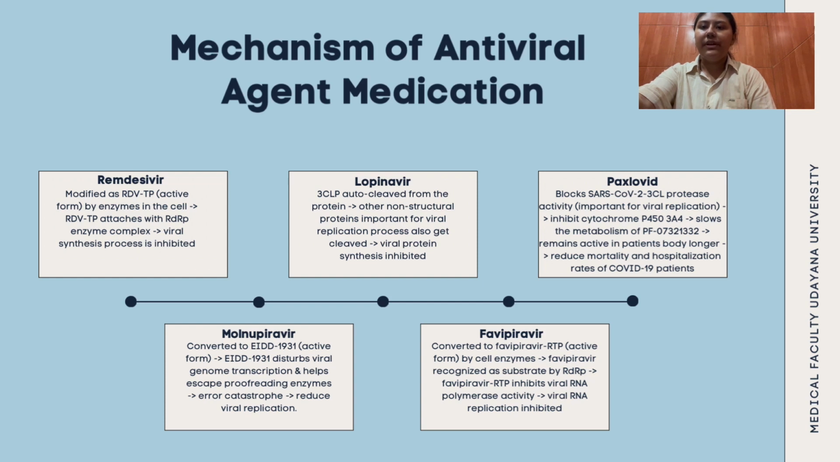Number 5, Paxlovid. Paxlovid will block coronavirus 3CLpro activity, which is important for viral replication. Paxlovid also inhibits CYP3A4, which is responsible for the metabolism of molecules, resulting in the slow metabolism of PF-07321332, aka nirmatrelvir, so that it will remain active longer in the patient's body. This can help reduce mortality and hospitalization rates of COVID-19 patients.